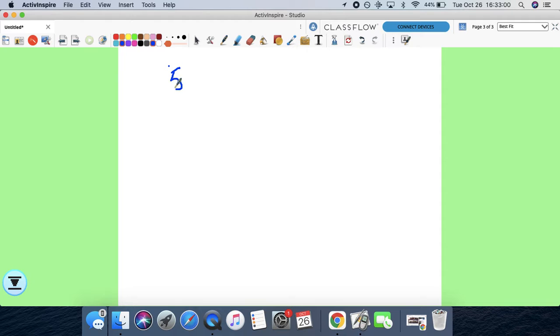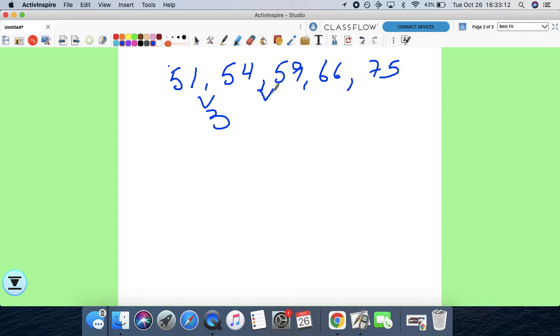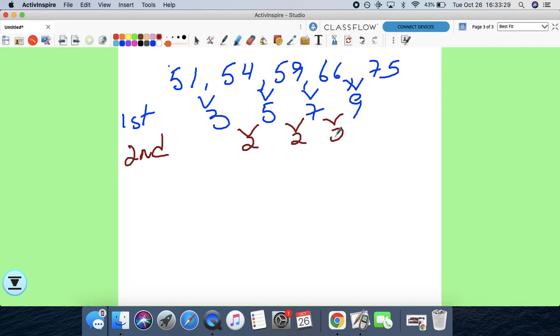Second one: 51, 54, 59, and again, I'm not going to write all the numbers, 66, 75. First difference, sorry, I forgot to write it: that looks like a 3, this looks like a 5, this looks like a 7, and that looks like a 9. It's not linear. The second difference tells me that this is quadratic: 2, 2, and 2. So again, it looks like n squared. The coefficient is going to be 1, so I'm not going to write that.